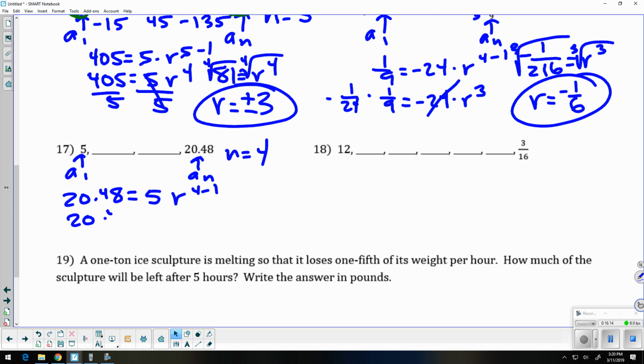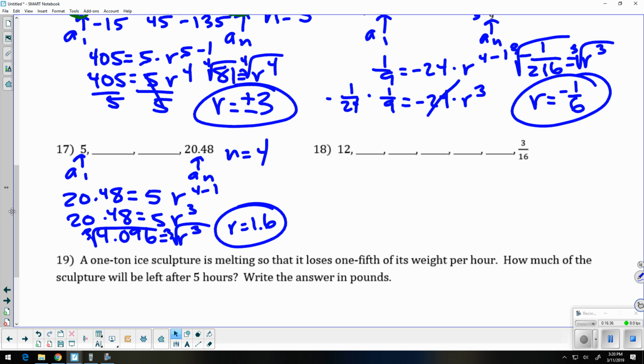So 20.48 equals 5 r cubed. Dividing both sides by 5 is not going to be too pretty, but you get 4.096, and this equals r cubed. And now you just want to take the cubic root of r cubed, the cubic root of 4.096. You should get r comes out to 1.6.